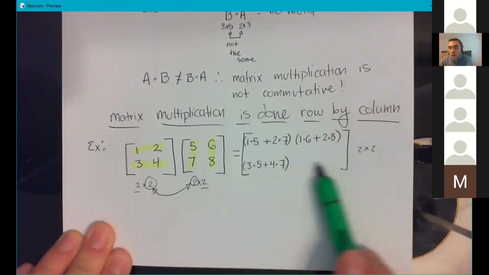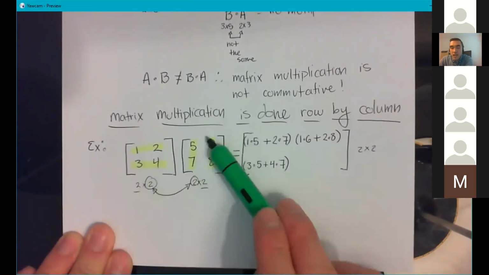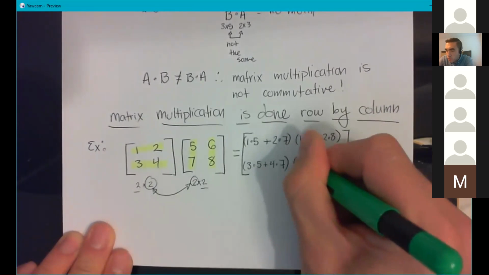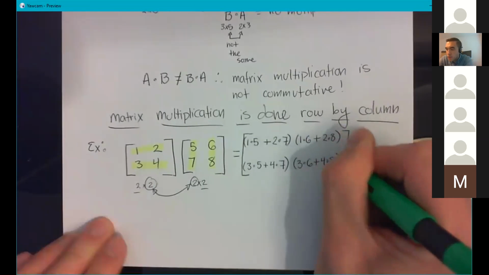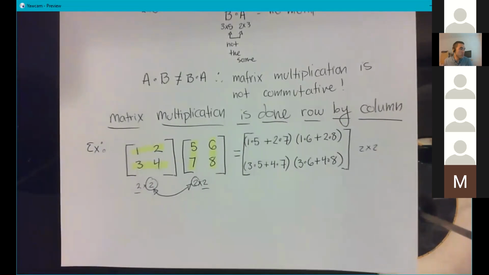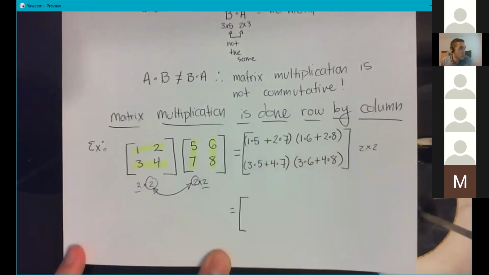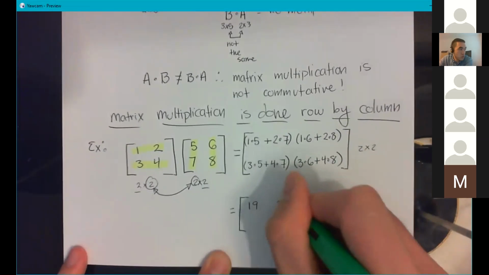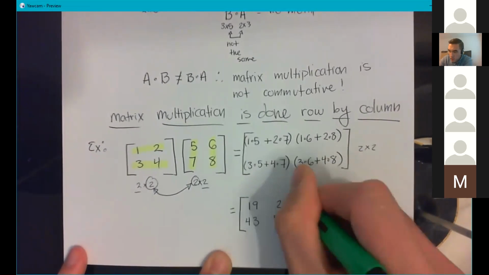And then finally, bottom right, if I want entry 2, 2, I'm going to use row 2 and column 2. So this is going to be equal to 3 times 6 plus 4 times 8. And so the final step is to simplify all of that work to get our final product matrix. Our final matrix is going to be equal to 19, 22, 43, 50.